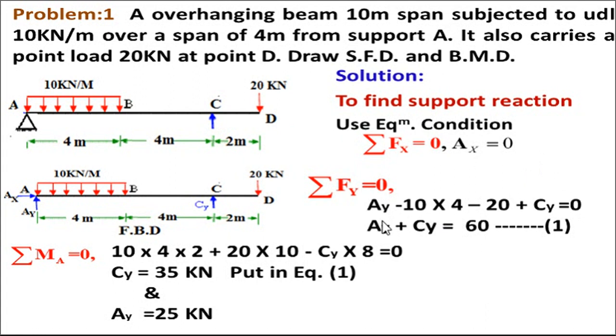So there are two unknowns. Ay plus Cy is equal to 0 after taking all the values to the right hand side. This equation becomes Ay plus Cy is equal to 60. Equation number 1.